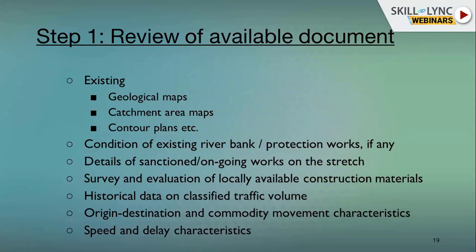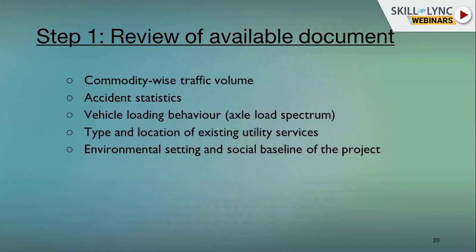Details of the sanctioned project are needed, because our project may be in between, and before and after it there may be other projects, so we need to tie up with those projects. So all those details: origin and destination of commodity movement characteristics, historical traffic data, speed delay survey, inventory data. All those are required under Step 1, review of data. Then accident data, vehicle loading pattern, type and location of existing utility services. If we go for widening of the road, this existing utility information is very much required. Environmental setting.